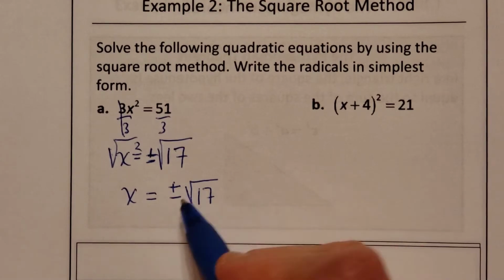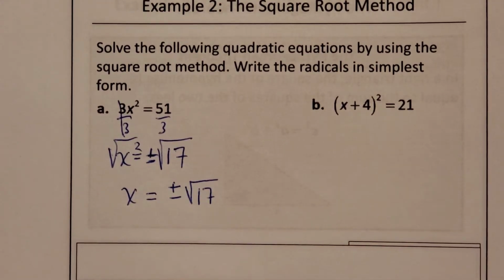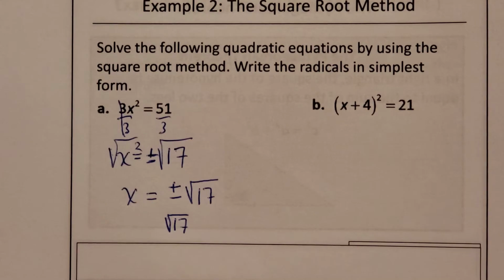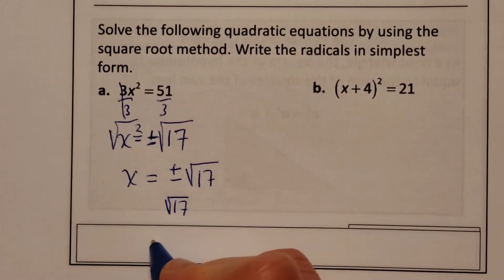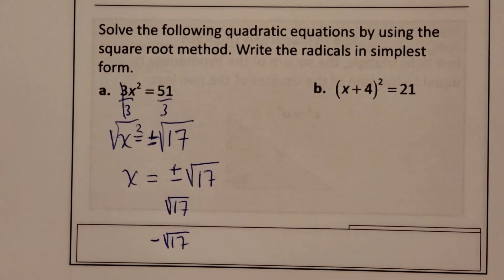Now in Hawks, they don't have a symbol that looks like this. So in Hawks, you have to type both answers. It'll give you 2 boxes. In the first box, you're going to simply type square root of 17. And in the second box, you're going to type the opposite, negative square root 17. So those are our 2 answers.